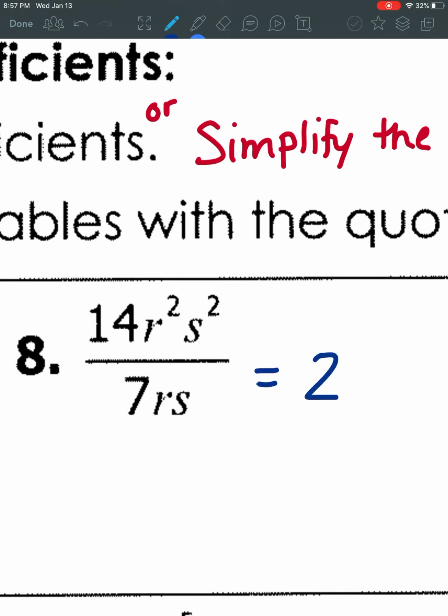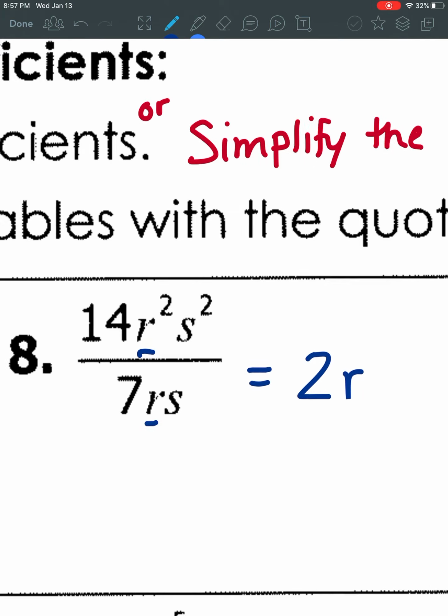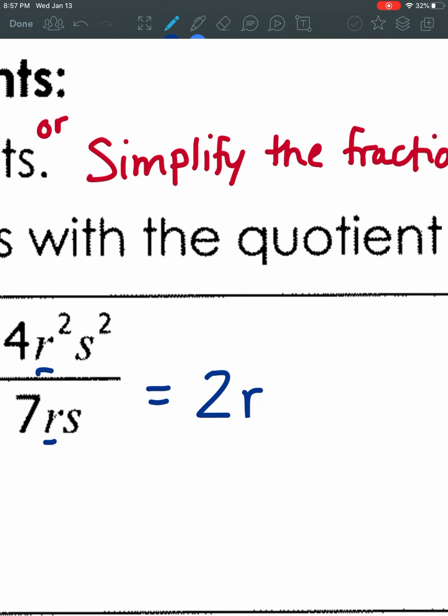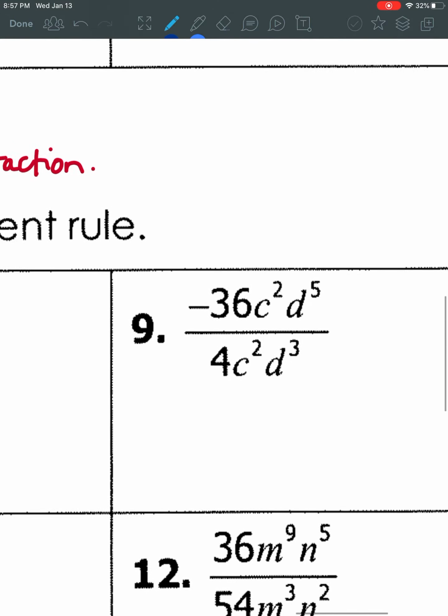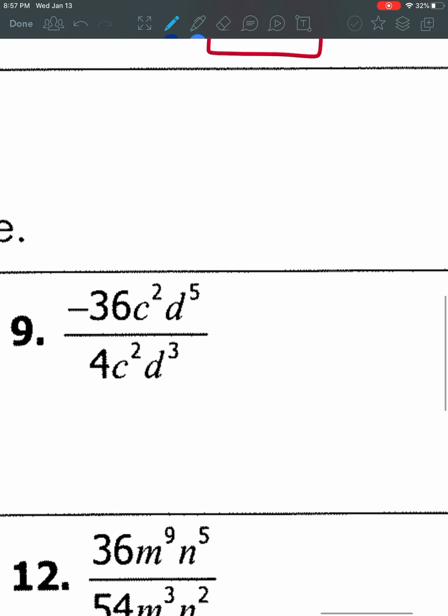Again here, so 14 divided by 7, we get 2. r squared and r, so 2 minus 1, we just get 1r. I'm going to leave that exponent off. Same thing with our s squared over s. So 2rs.